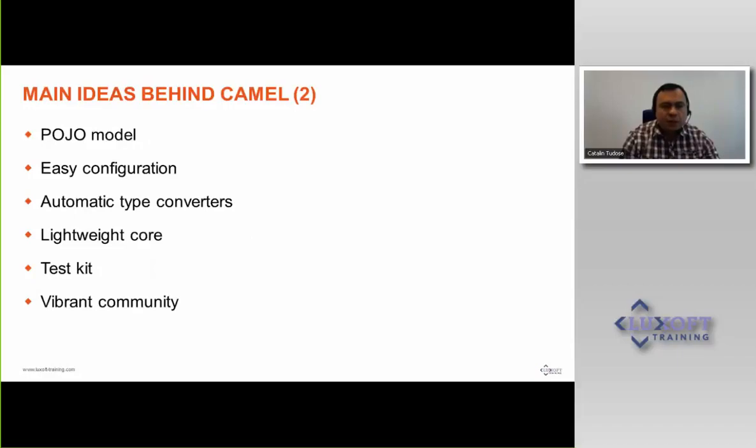Also, it relies on the POJO or on the bean model. You know what beans are in Java. They are classes that can be reused. And we will also show how we can use these POJOs for our integration. It is also easily configurable. It has some automatic type converters, meaning that you can convert from one format to another automatically, or if some format doesn't have a type converter that is already defined, you can define your own type converter. It has a lightweight core, meaning that if you download it, the latest version will be less than 2 megabytes in order to be installed.